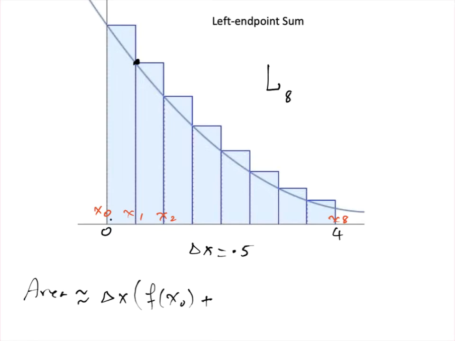You start from the first node, the left endpoint x0, but you don't include the right endpoint. F of x0, f of x1, and finally f of x7 rather than x8. So you don't include x8.